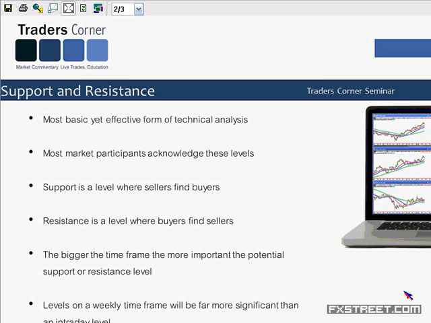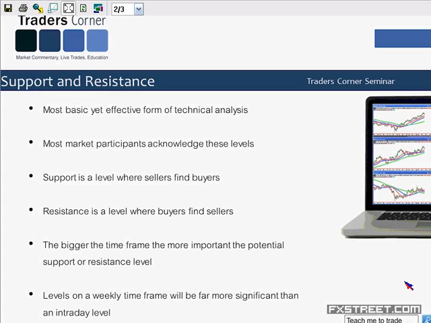Most market participants acknowledge these levels. Okay, and as I was saying before, it's a very effective form of technical analysis. If you held a gun to our head and said, you have a chart and one tool, what would it be? Without a shadow of a doubt, it would be a horizontal line. We feel we could be profitable with just literally a horizontal line and absolutely nothing else. So that shows you the belief that we have in support and resistance.